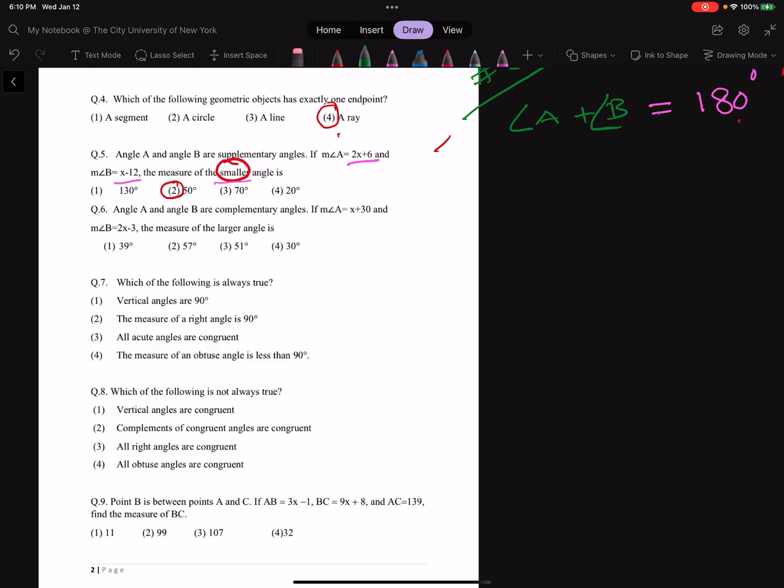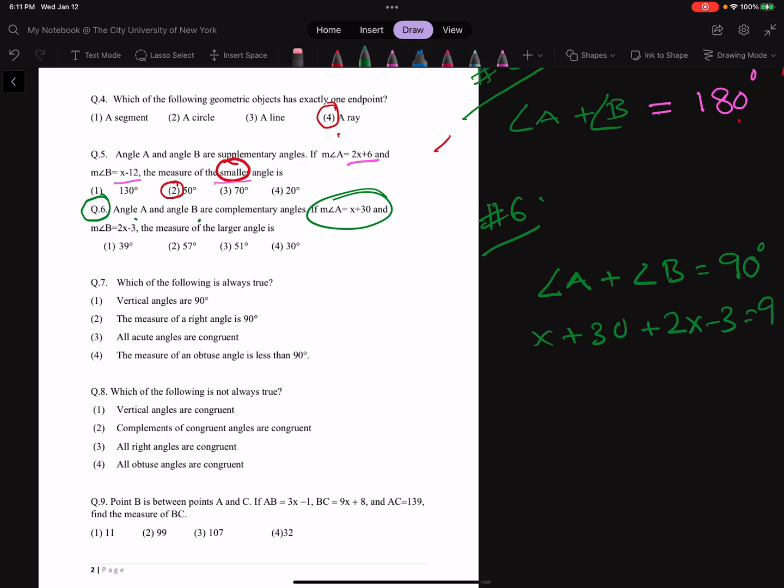Okay, so in number 6 it says angle A and B are complementary angles. So what do we do? Straight away again we go, they're complementary. So A plus B is complementary, means opposite of supplementary, so 90. Okay, and your A is given as x plus 30. Okay, and then your B is given as 2x minus 3.